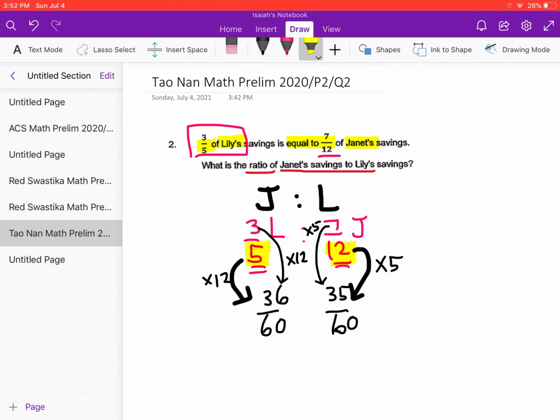Right now, both these numbers have the same denominator, which is 60. So we can do away with the 60, the denominator, and the ratio of Janet's savings to Lily's savings will be 36 is to 35. So that's the final answer.